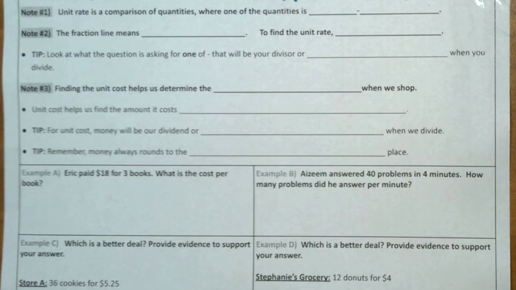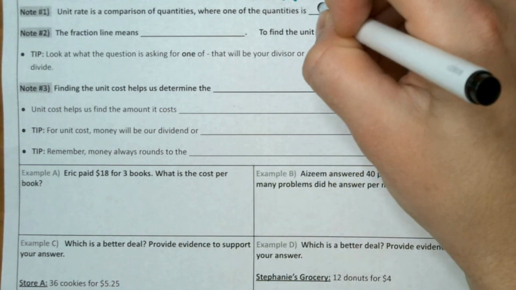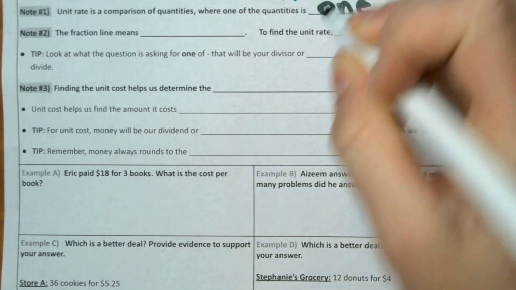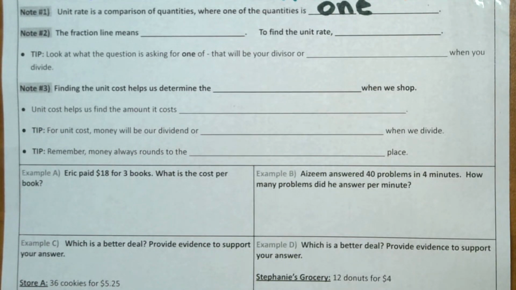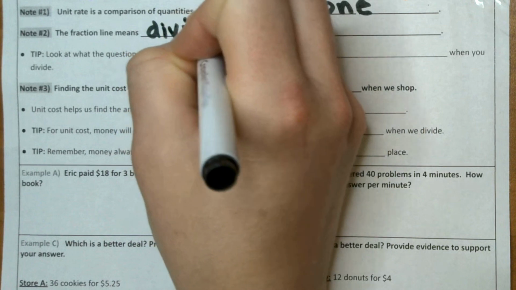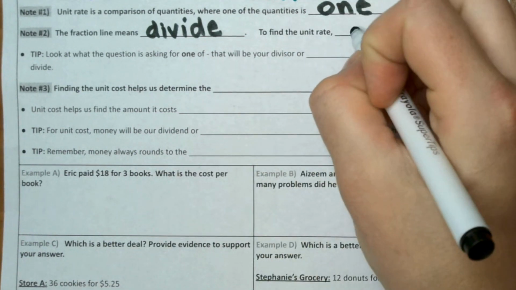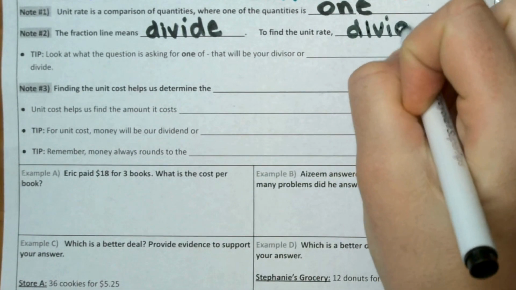All right, let's take a look at our notes. Make sure to write what I'm writing. Our first note is unit rate is a comparison of quantities where one of the quantities is 1. In our opening problem, we were looking for the cost of 1 apple. Note number 2, and this is something you should just memorize, the fraction line means divide. And we also practiced that in our opening problem. So to find the unit rate, just like we did in the opening, we are going to divide.